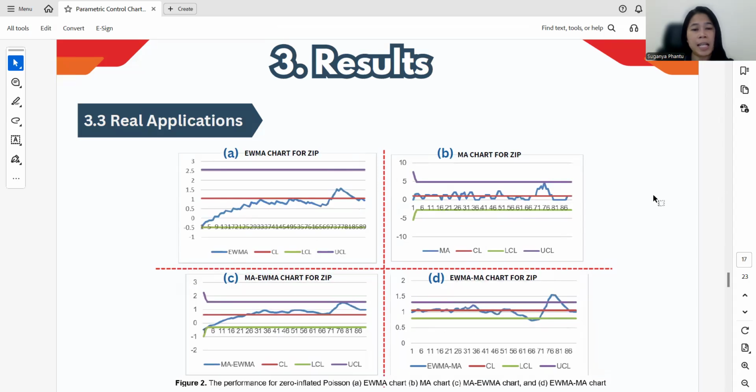Next, for the ZAP real data application, the same four charts are also compared. The results confirmed that the charts can be applied to zero-heavy count data. Among the four methods, ELMA again shows strong performance because it reacts quickly to change while maintaining smooth monitoring behavior. This supports the simulation findings and shows the practical value of the method.